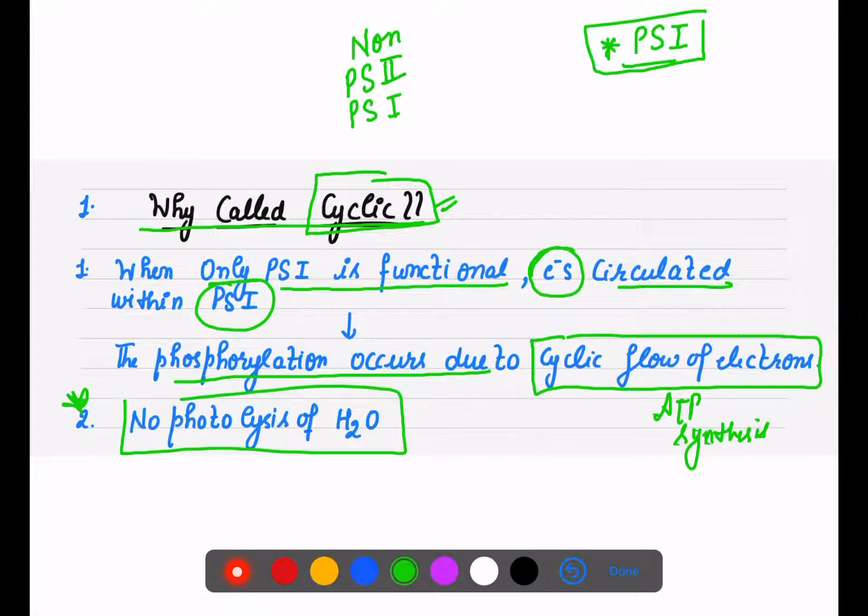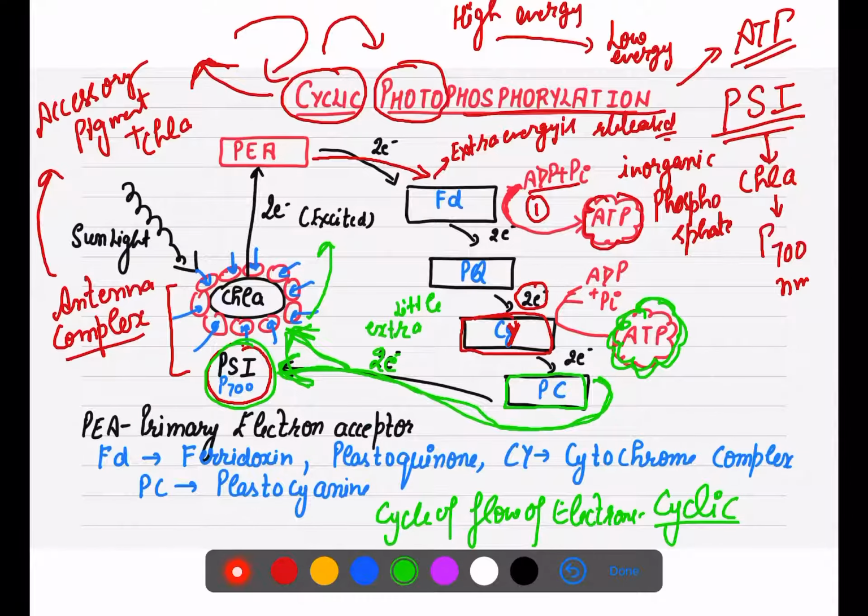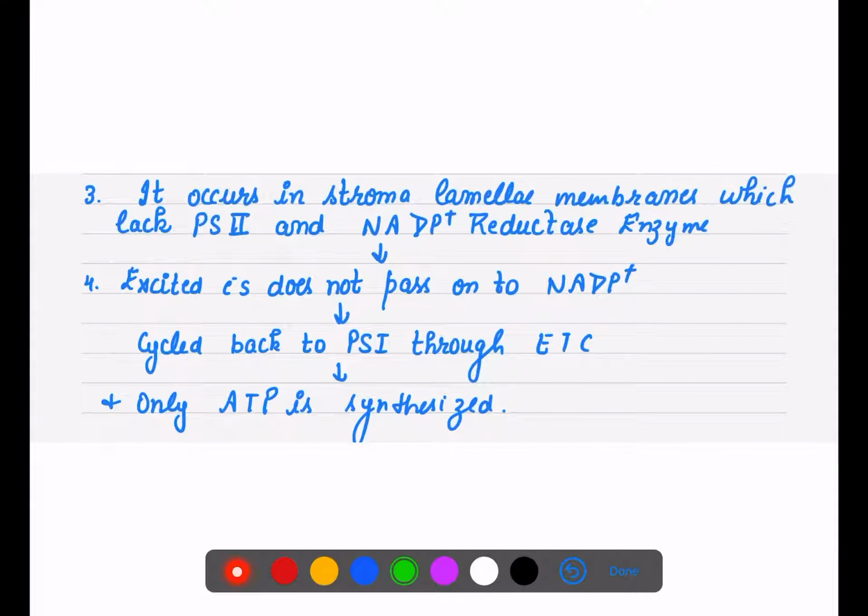Another difference point between non-cyclic and cyclic is here no splitting of water. As you can see here, there is no splitting of water, because already from PC only the electrons are moving back to chlorophyll A molecule.